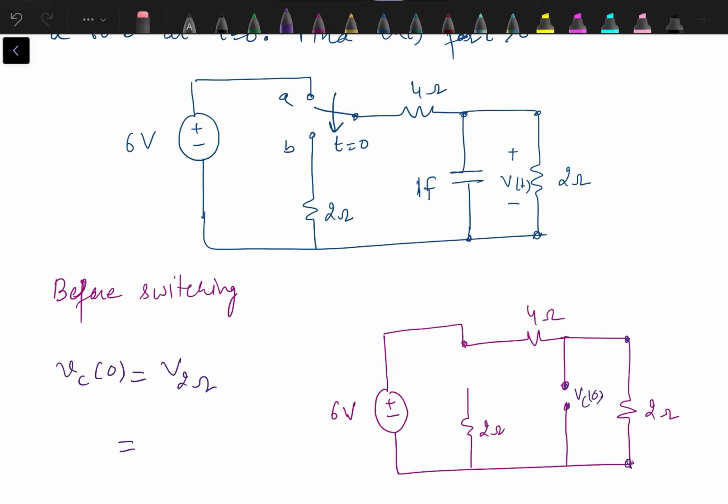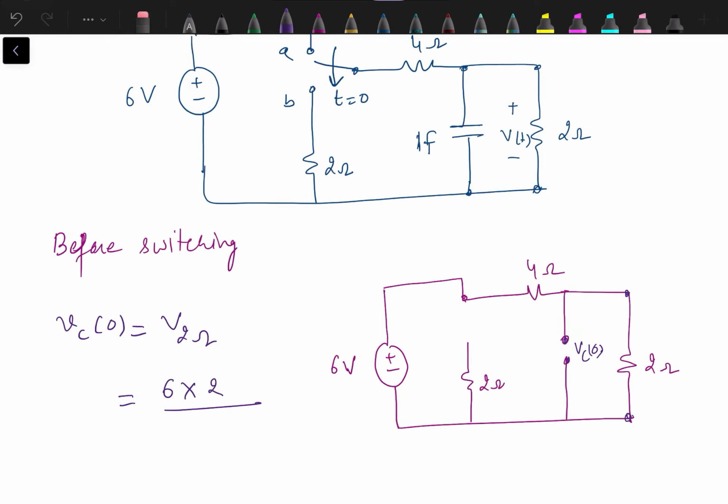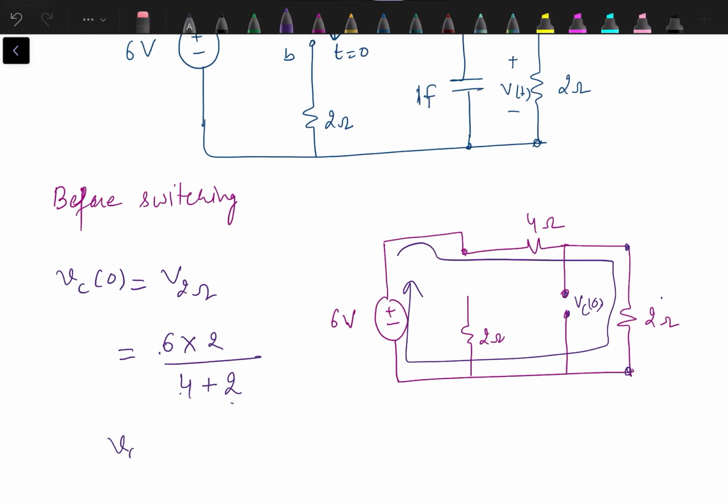Now in order to calculate the voltage across 2 ohm, we can apply voltage division rule. So voltage division rule suggests that voltage across 2 ohm resistance is source voltage, that is 6 into 2, the resistance across which we are finding out the voltage, and in denominator 4 plus 2, because this is the series circuit. So basically 6 upon 4 plus 2 is the value of current flowing through 2 ohm resistance, and we are multiplying the current with the resistance in order to calculate the voltage. So Vc0 is actually 2 volts.